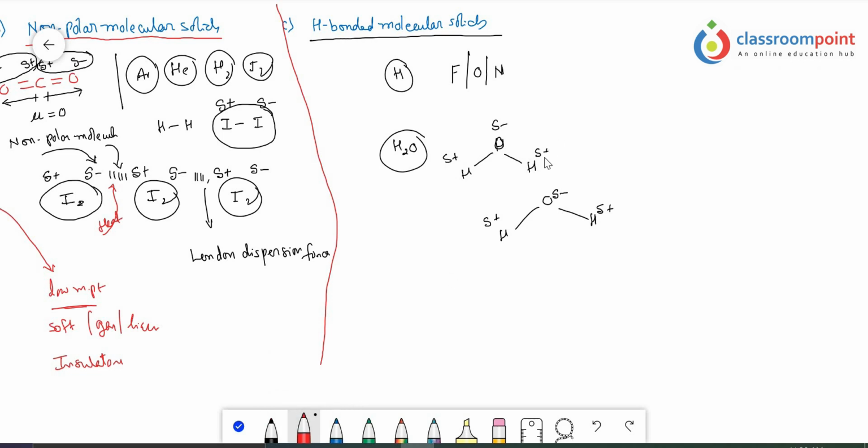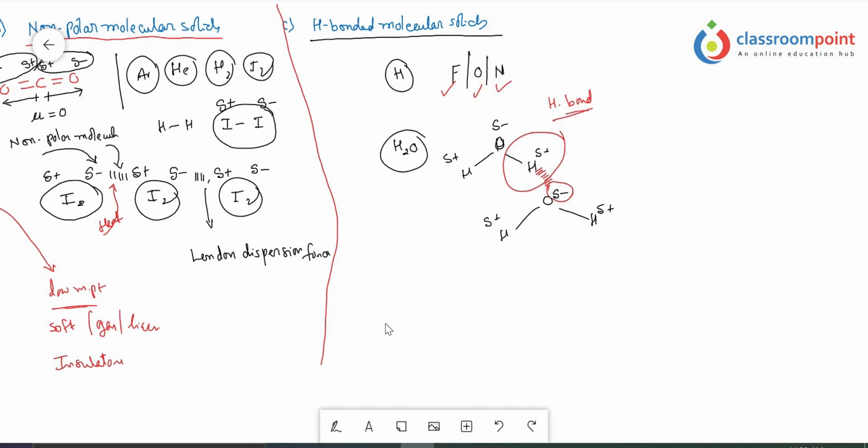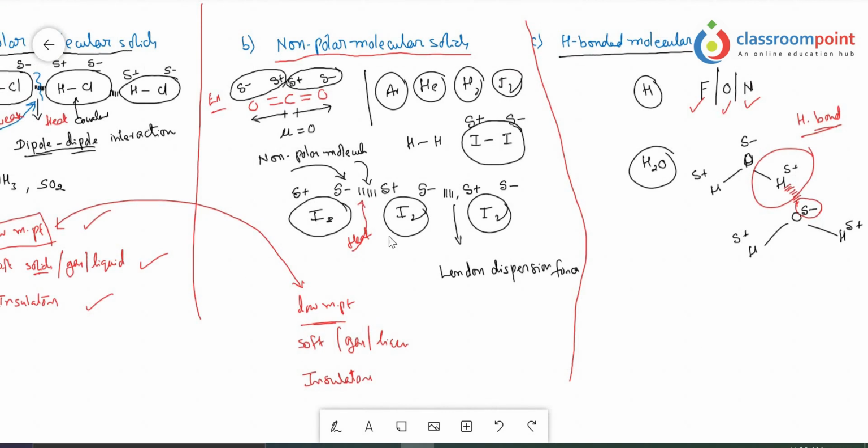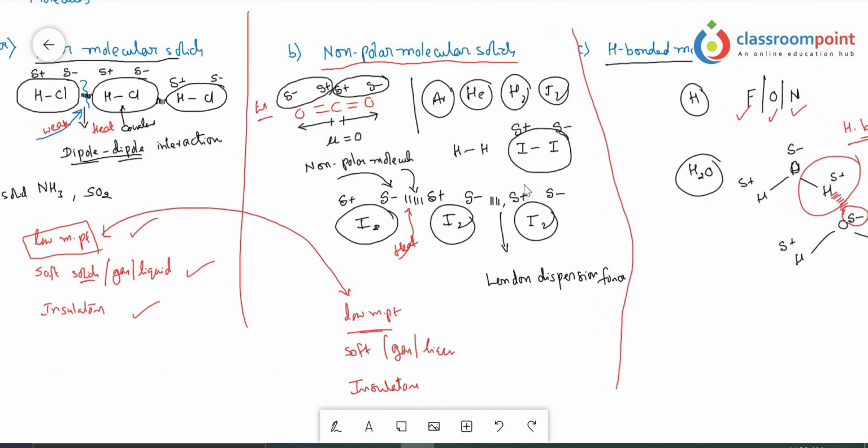And here the partial negative charge of the oxygen of one molecule and the partial positive charge of the hydrogen of the other molecule may attract each other. So the bond developed between a partially negatively charged, highly electronegative atom like fluorine, oxygen or nitrogen and hydrogen, only hydrogen, is called a hydrogen bond. And the hydrogen bond is a bit stronger in comparison to London dispersion forces and dipole-dipole interactions.